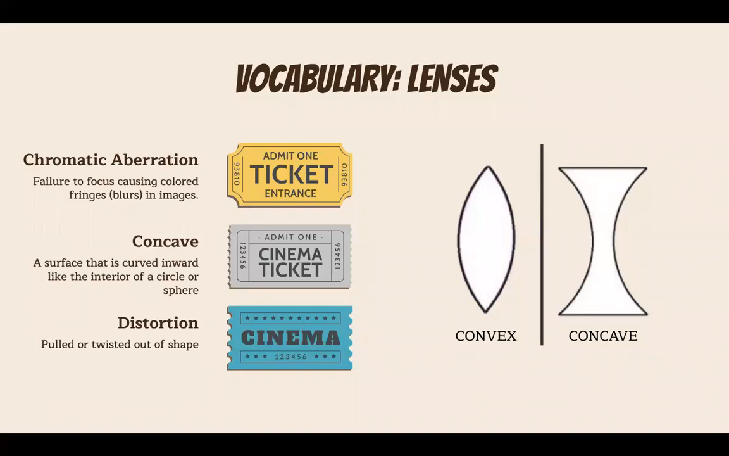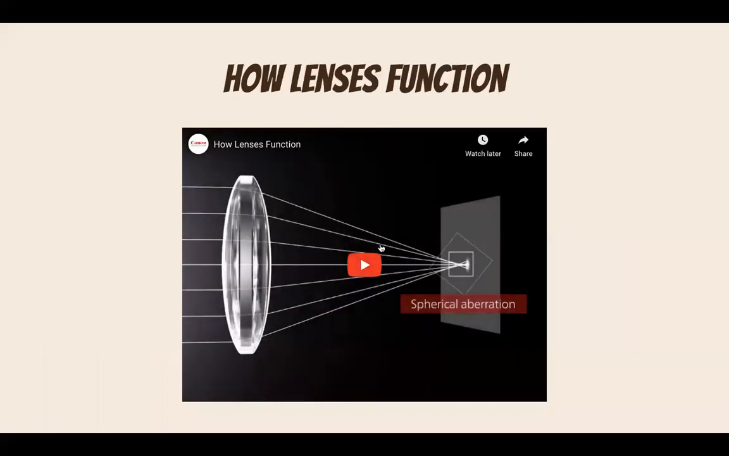Concave is the opposite of convex, so it's like this, as you can see on the right side of the screen. And distortion is when something is pulled or twisted out of shape. So let's move on, and we're going to watch this next video.